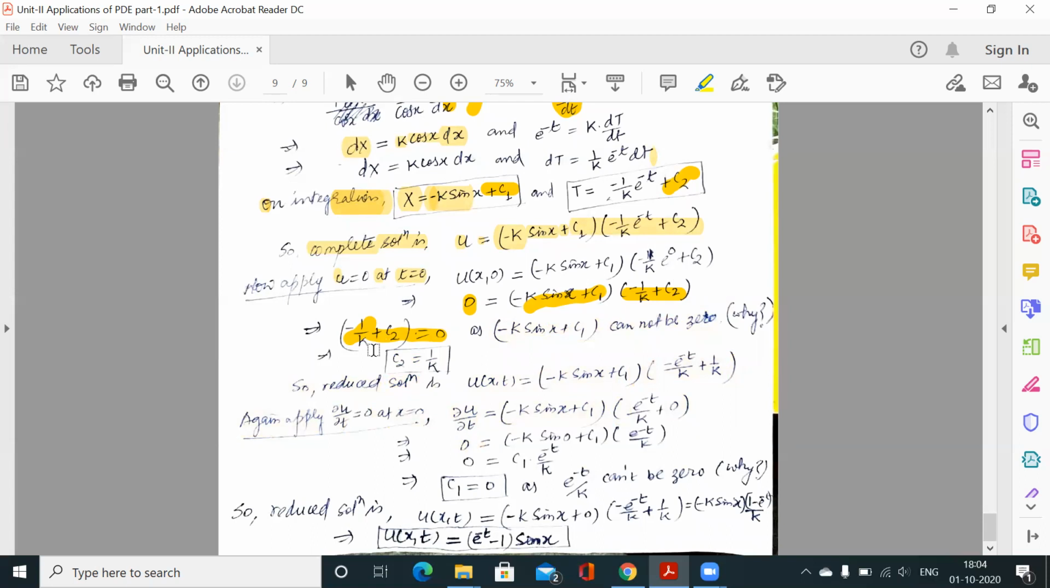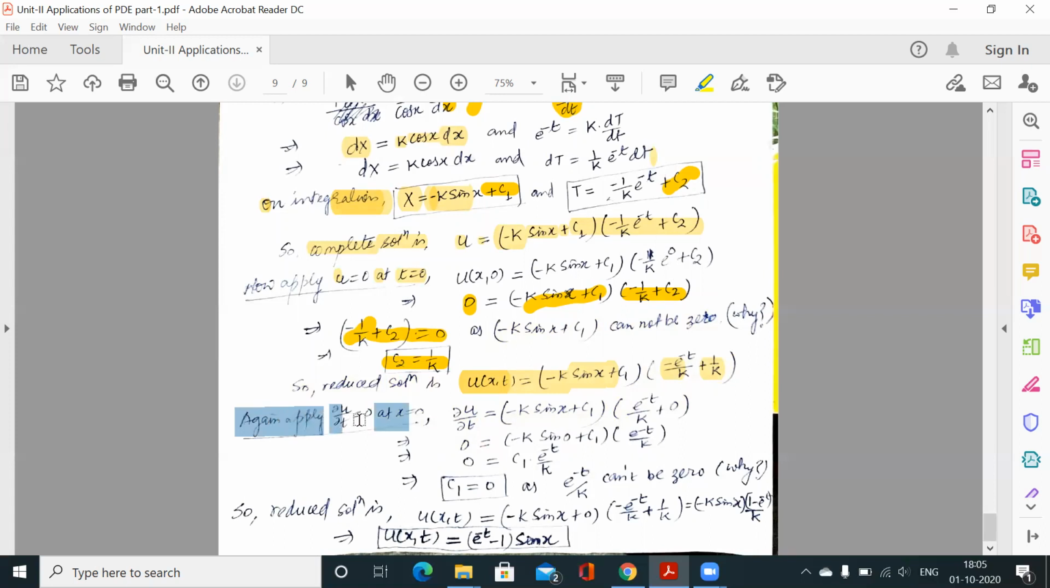Now the reduced solution, because now we have got the value of c2. C2 is 1 by k. So this was our solution. Now substituting the value of c2, C2 is 1 by k. So the reduced solution is u(x,t) equals minus k sin x plus c1, times minus e to the minus t over k, plus c2. C2 is 1 by k. So this is the reduced solution.